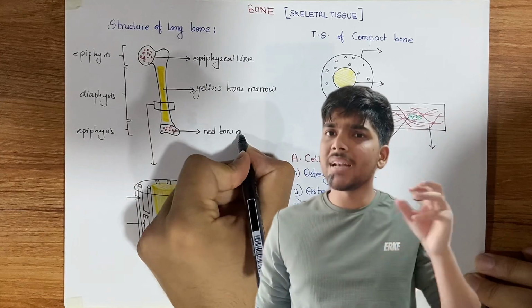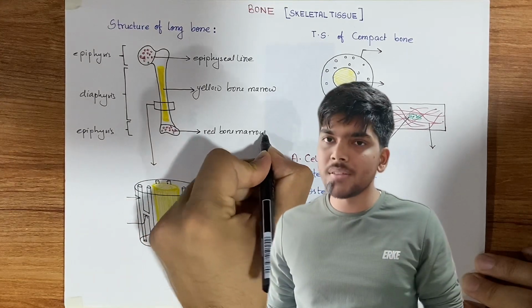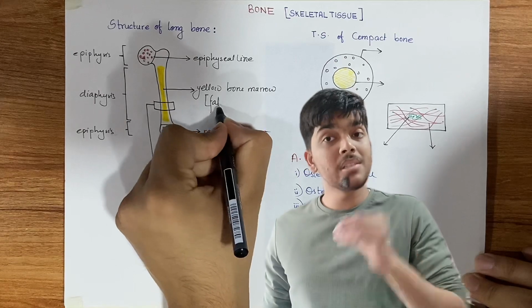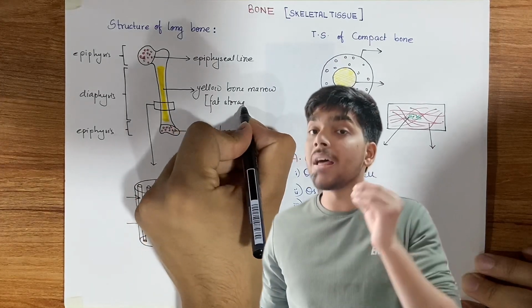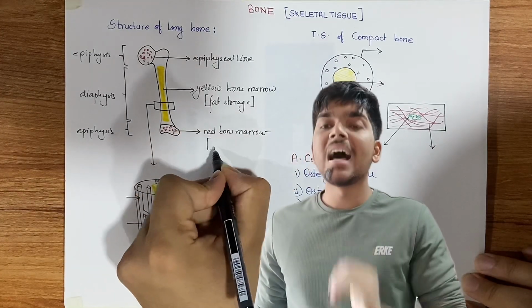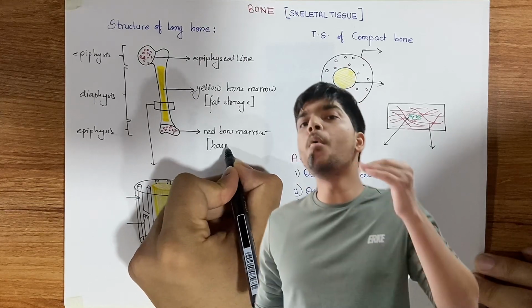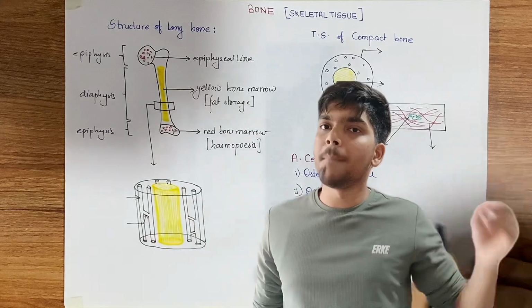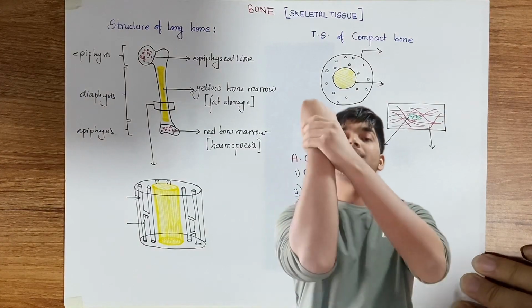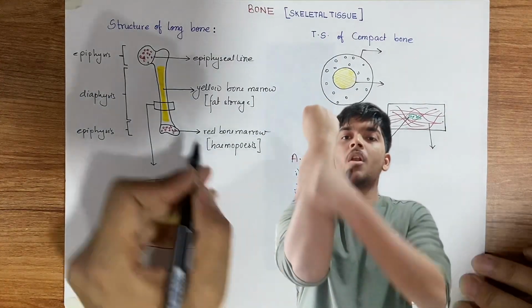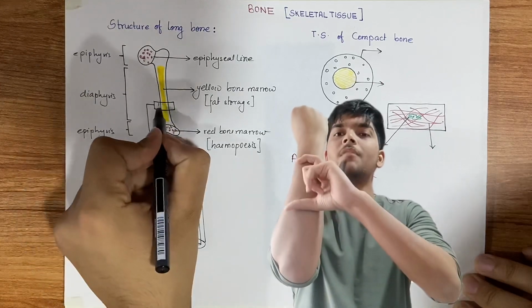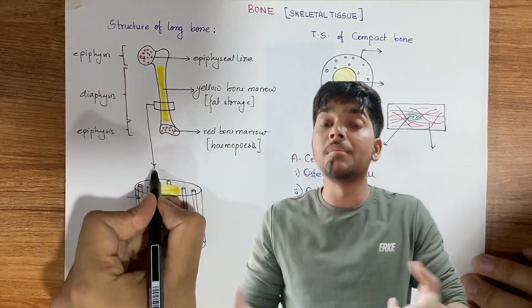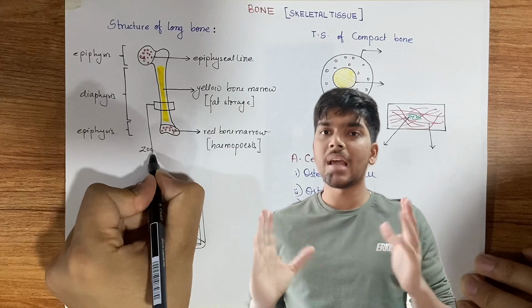Yellow bone marrow is responsible for fat storage, while your red bone marrow is responsible for the production of blood after birth. That is, after birth, the hemopoietic tissue, or the tissue that forms blood, is your red bone marrow. So here's the diaphysis, or the shaft of the long bone. Let's take a piece of this diaphysis and zoom in. You'd see something like this.